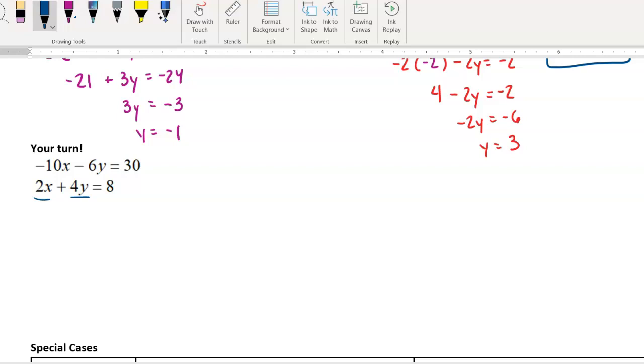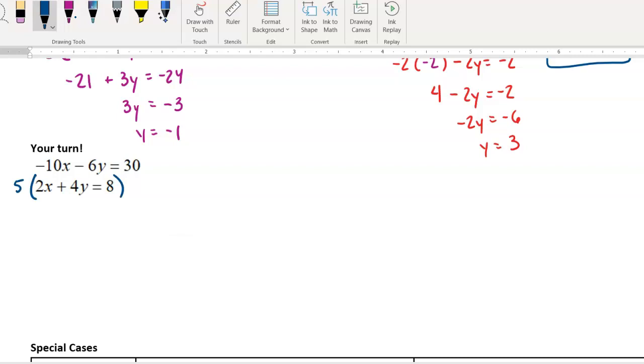And so look to see, is there a number I can multiply 2 by to get 10? Or is there a number I can multiply 4 by to get 6? Hopefully you should see that. Whatever number that would be, that's the number you want to use. So why don't you go ahead and pause this video, see if you can figure it out on your own, and hit play when you're ready to check your answer. All right, let's see how you did.